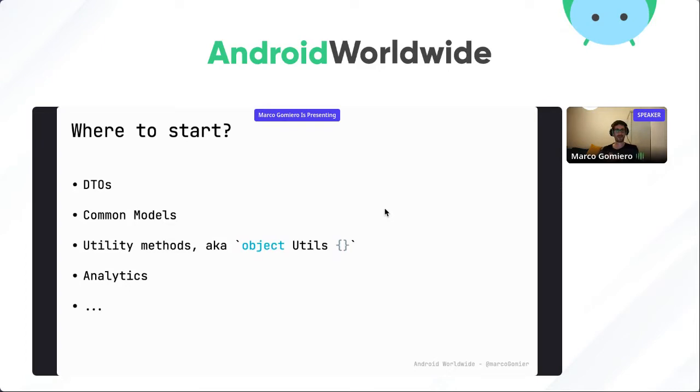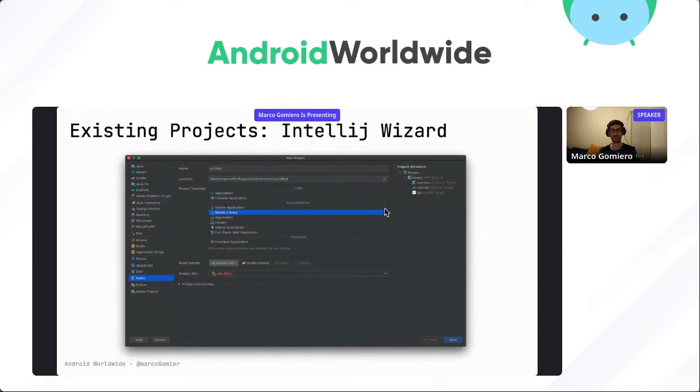Now that we have decided where to start, we have to start. So we are shipping a library. So we have to create a library, and the place to go for me is, for example, IntelliJ and not Android Studio, because the Android Studio plugin lets you create an application, not a library. So with the IntelliJ wizard it is much simpler to do that.